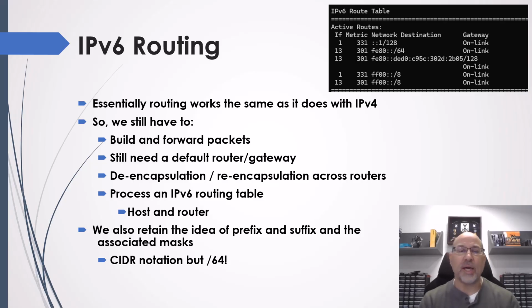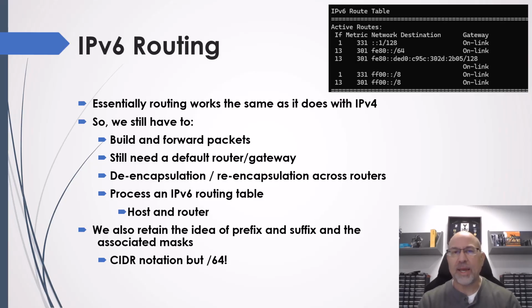We also have to learn how to process an IPv6 routing table. And you can see there's some things that look familiar, right? There's what looks to be CIDR notation, right? It's not exactly CIDR notation because we're not the classless thing anymore, but at least in IPv4, but that looks the same, and so it behaves the same way.